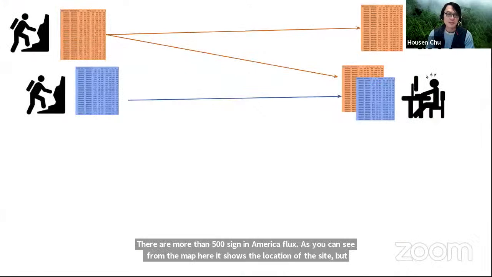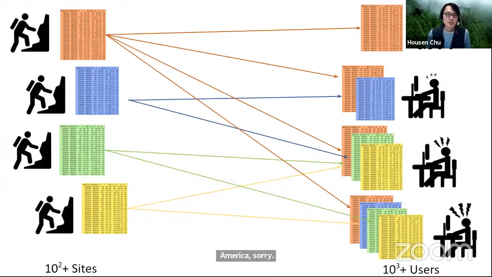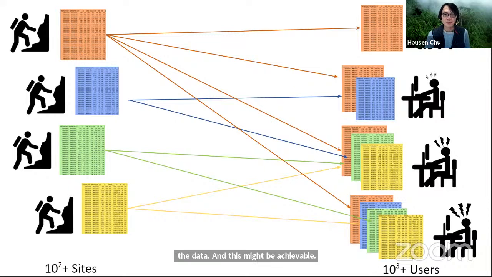In the earlier days, it was pretty easy. Maybe you could collect your data and send a spreadsheet to someone who wanted to use it, and this might be achievable. But since we have more than a couple hundred sites right now, and maybe a couple thousand data users, it becomes almost impossible to send your spreadsheet everywhere and use your own format, et cetera.